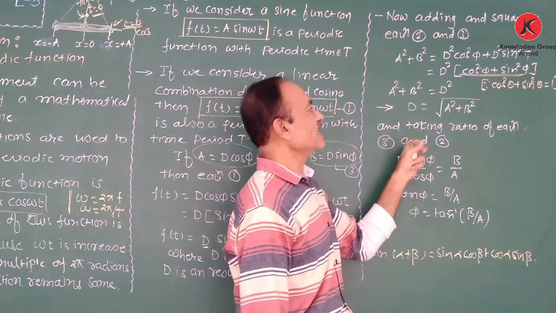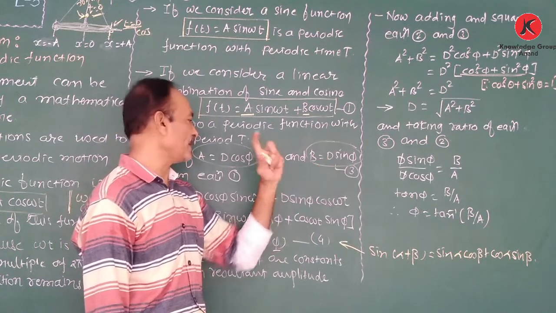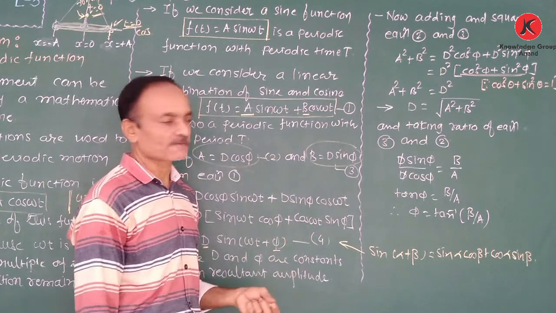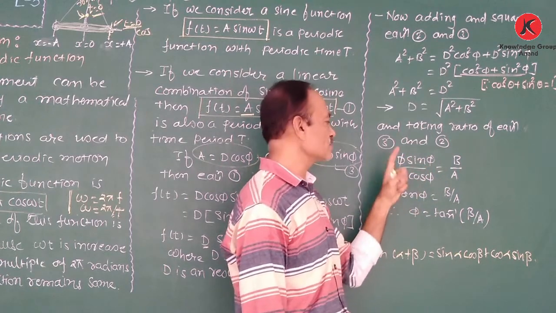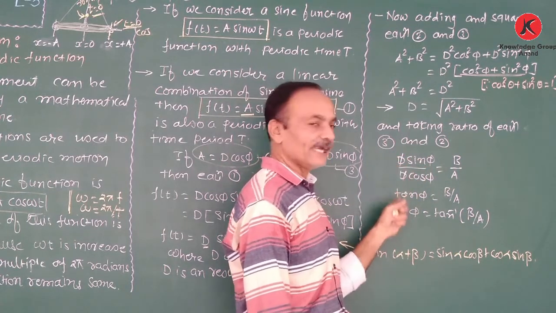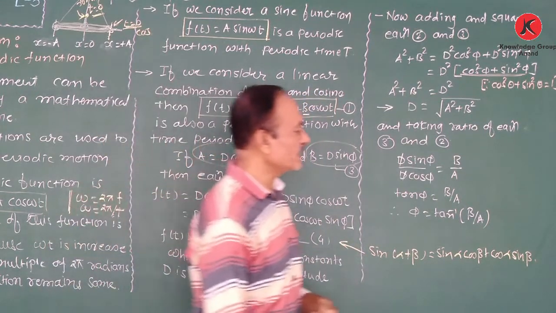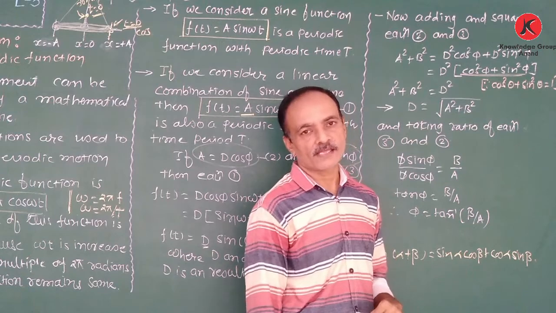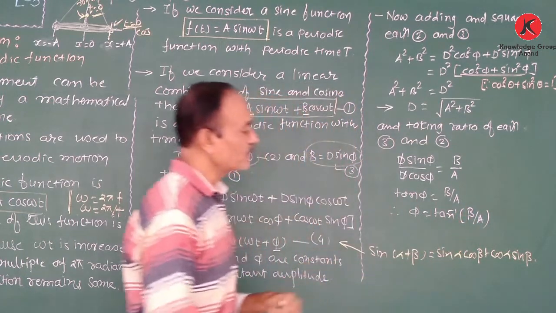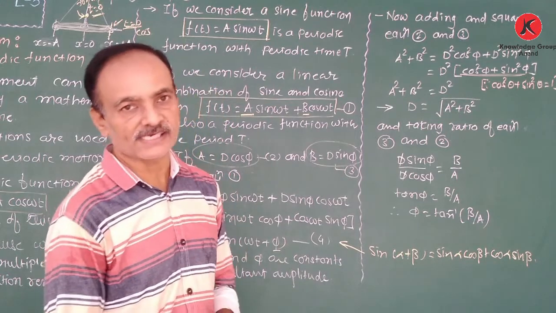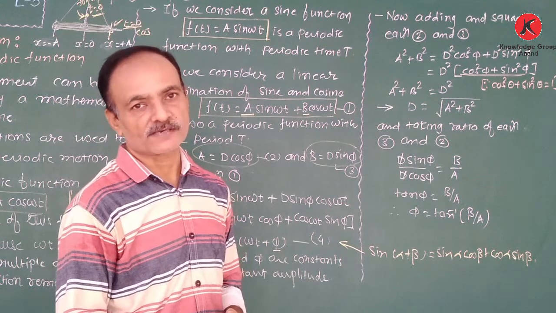Now, taking the ratio of equation 3 and 2: b is equal to d sin phi and a is equal to d cos phi. Therefore, b upon a is equal to d sin phi upon d cos phi, d cancels. Therefore, tan phi is equal to b upon a. Therefore, phi is equal to tan inverse b upon a. By knowing the value of b and a, we can find out the initial position of a simple harmonic oscillator which represents the simple harmonic motion.